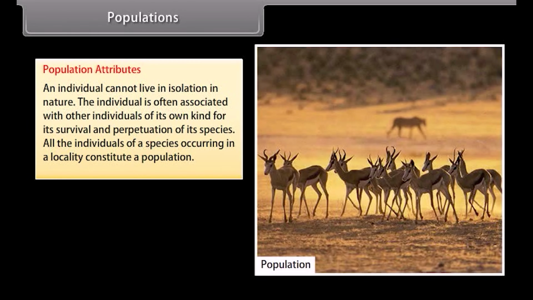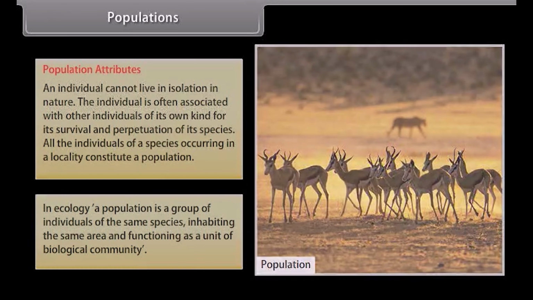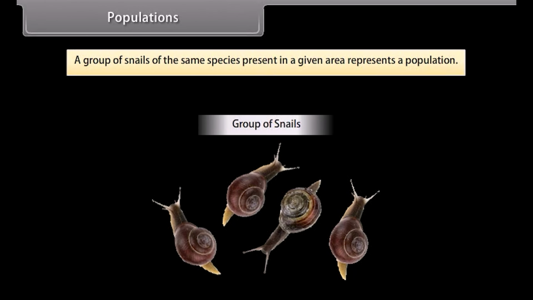Populations. Population attributes. An individual cannot live in isolation in nature. The individual is often associated with other individuals of its own kind for its survival and perpetuation of its species. All the individuals of a species occurring in a locality constitute a population. In ecology, a population is a group of individuals of the same species inhabiting the same area and functioning as a unit of biological community. A group of snails of the same species present in a given area represents a population.